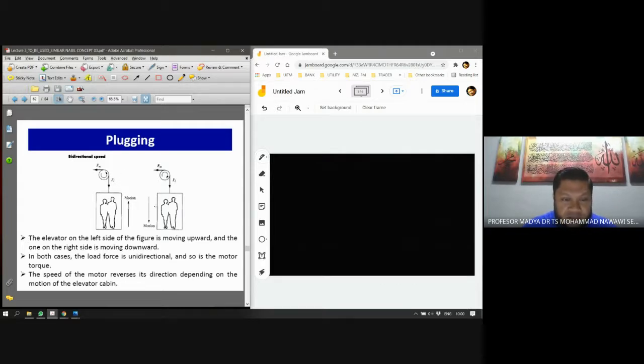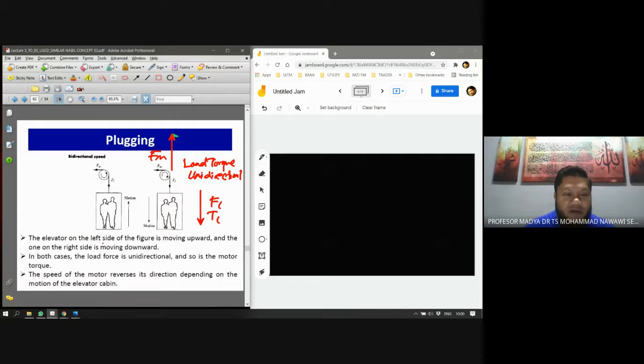Now, if you look at these situations, the load torque is unidirectional. Only one direction, which is downwards. This is your FL or TL. So the load torque or the force is only downwards. You consider this lift system, isn't it? And of course, your motor torque will be in the reverse direction, upwards. So that is your FM, the motor torque or force.